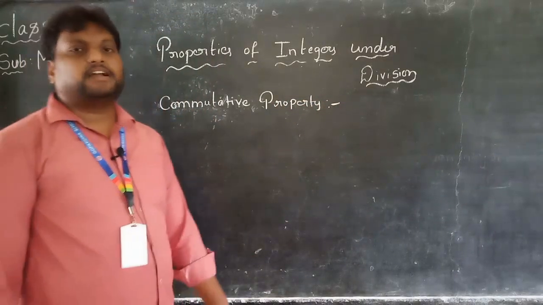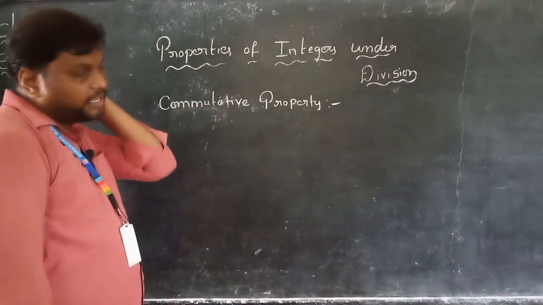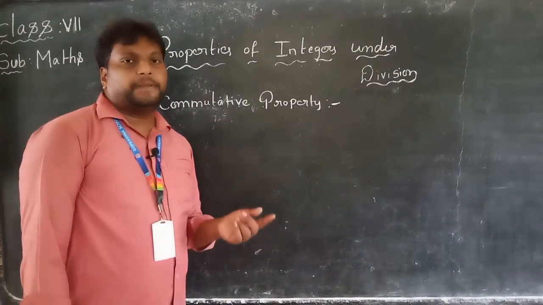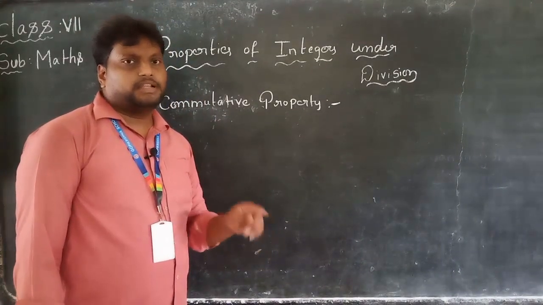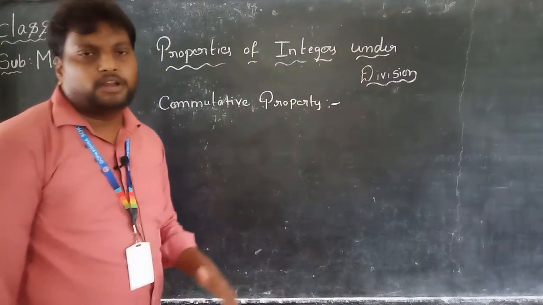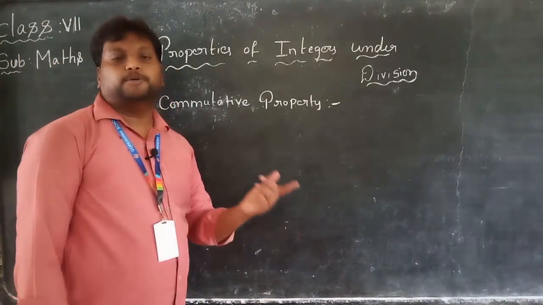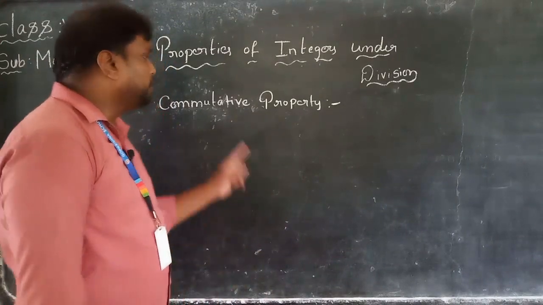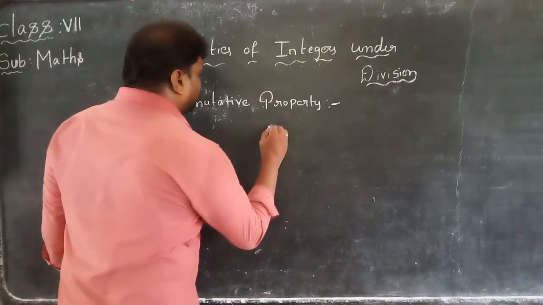Commutative property. What is the commutative property of integers? Actually, we can perform any operation in any order. If that is possible, then the commutative property is applicable. Addition is possible, subtraction is not possible, and multiplication is possible. Now we'll check for division.